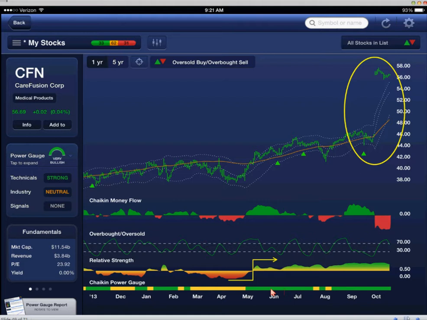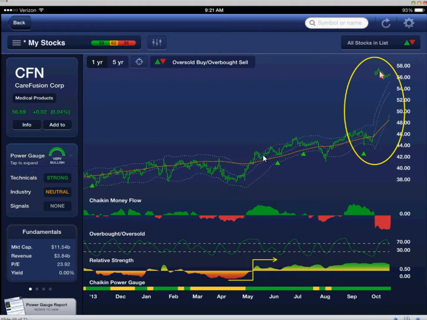Bullish personality change, positive power gauge rating, a buy signal, and you get a little bit lucky. Becton Dickinson makes a bid for the company. The bid comes in at around 58. This chart ends in October. It's still trading up there because that's what it's worth.